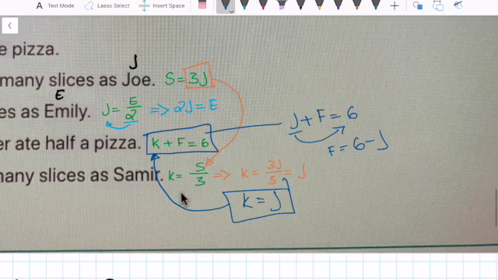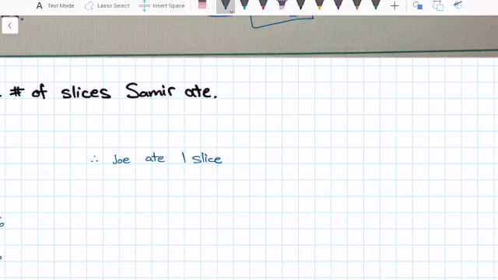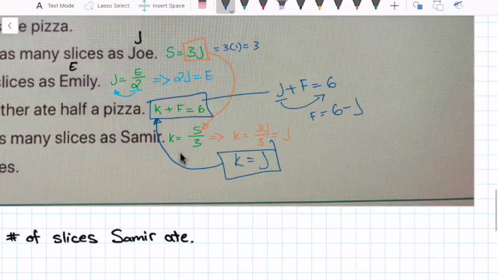Let's move on to Samir. Replace J with 1. So now we know Samir ate 3 slices. Then replace J with 1 over here. And we know Emily ate 2 slices.